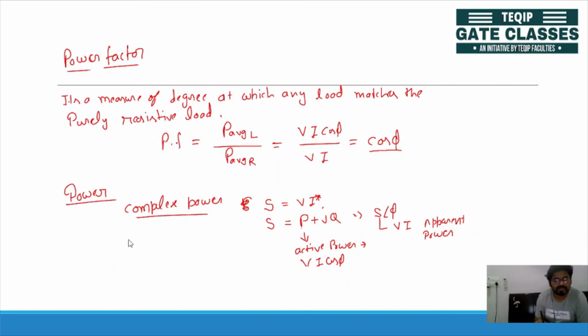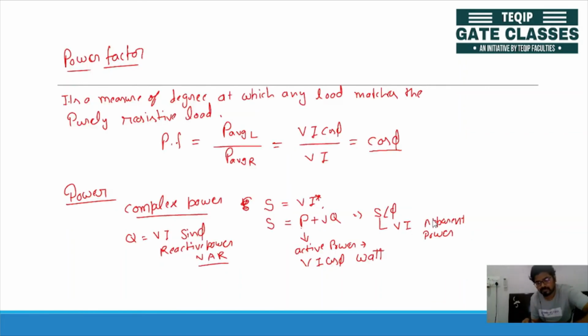And this Q is your VI sin phi, and we'll call it reactive power. The unit of active power is watt. The unit of reactive power is VAR, reactive volt ampere. And the unit of apparent power is simply volt ampere. So we have three powers now.